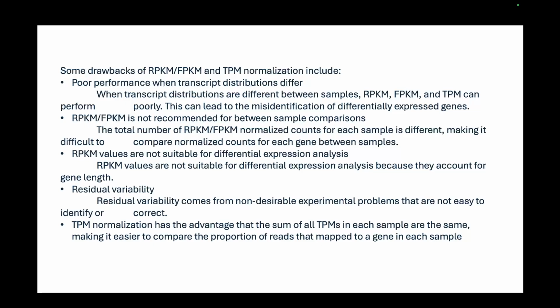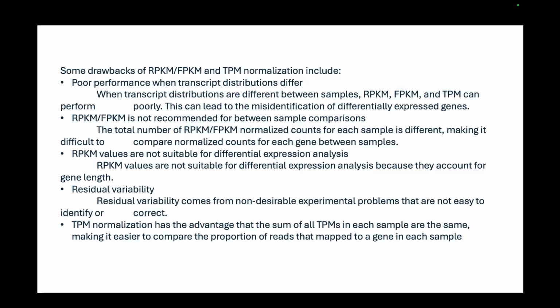Now, these normalization methods are there, but they are not without drawbacks. So what are the drawbacks for these kinds of methods? Poor performance when transcript distributions differ. That is, when the distribution of the number of transcripts is different between samples. We generally follow basically a negative binomial distribution, where only a subset of the genes will be expressed much higher than the others, and the rest of the genes will have a similar kind of expression.